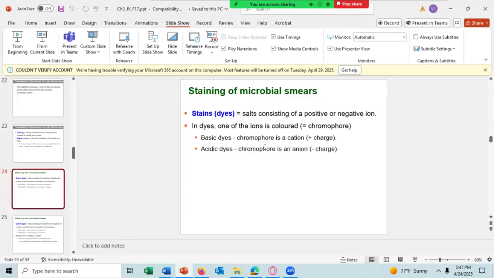If the chromophore is a cation, meaning the positive part of the molecule, we call it a basic dye. If the chromophore, the colored part of the dye, is on the anion, the negative part of the molecule, then we call it an acidic dye. Any question about any of that?